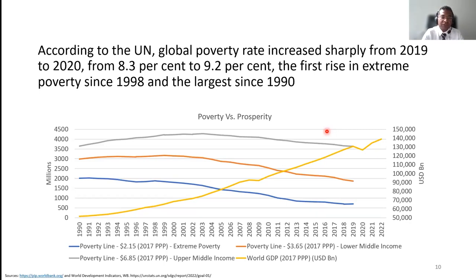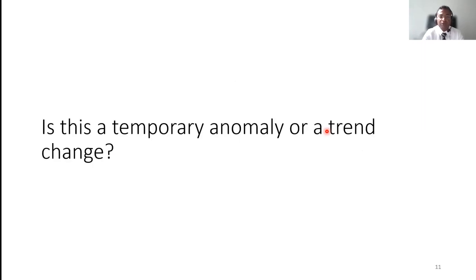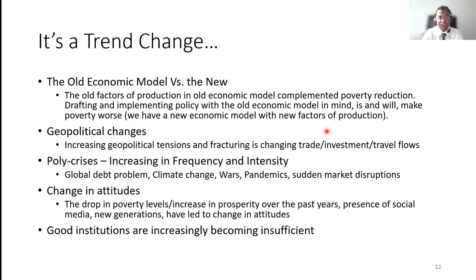According to the UN report, the poverty rate increased sharply from 8.3 to 9.2% in 2020. This is post-pandemic, and we expect the trend would have continued in the subsequent years because of the economic developments that happened later. So is this a temporary anomaly or a trend change? We believe it's a trend change. One reason is the old economic model has completely changed. The old factors of production in the old economic model complemented poverty reduction. But if you use the same policies in the new economic model, it'll actually make things worse.